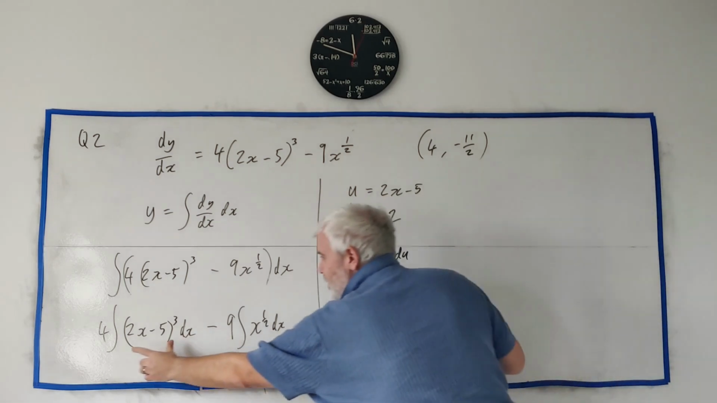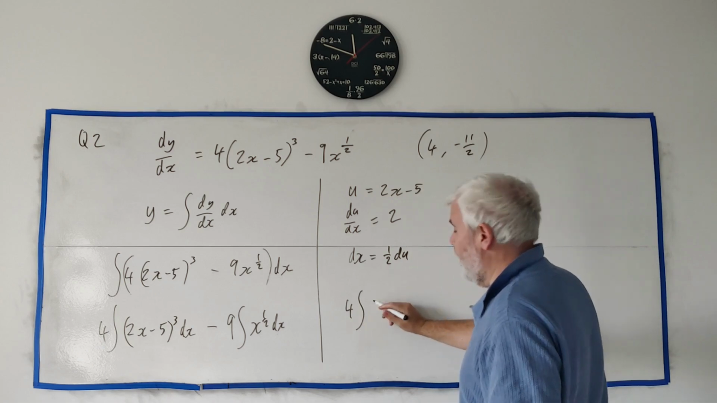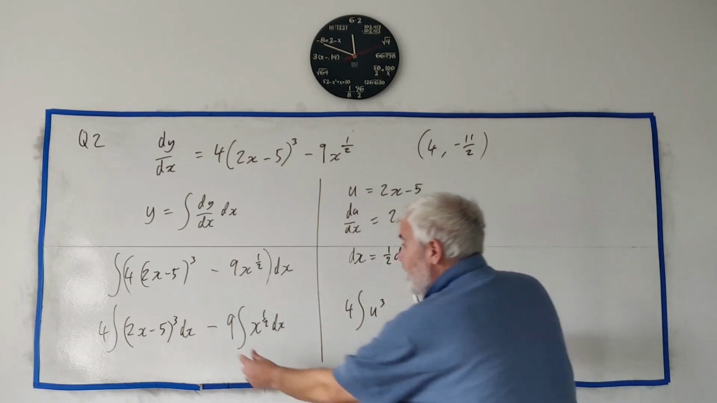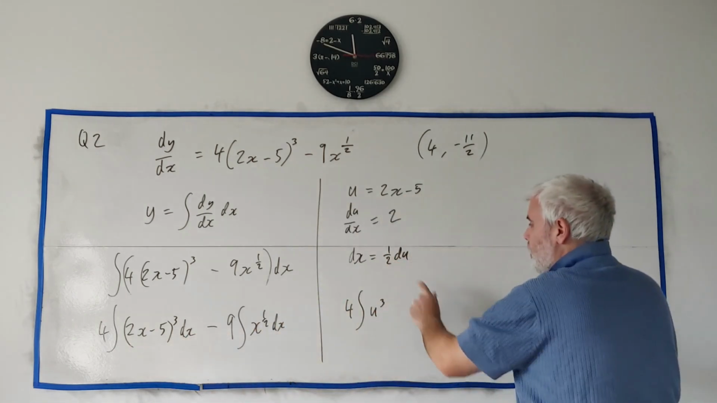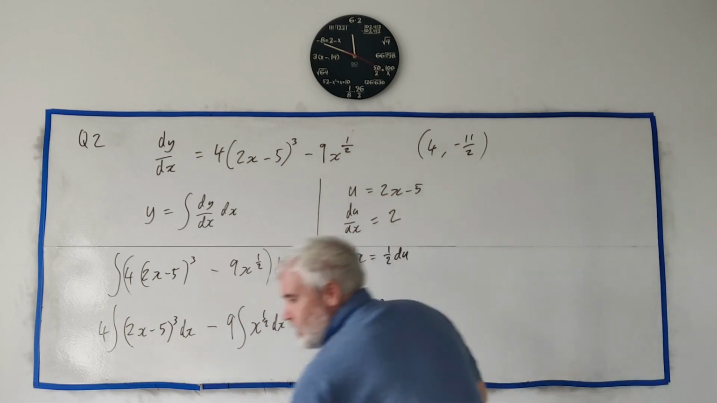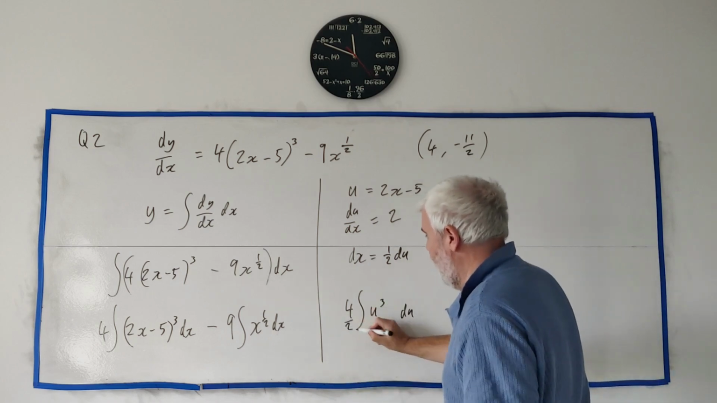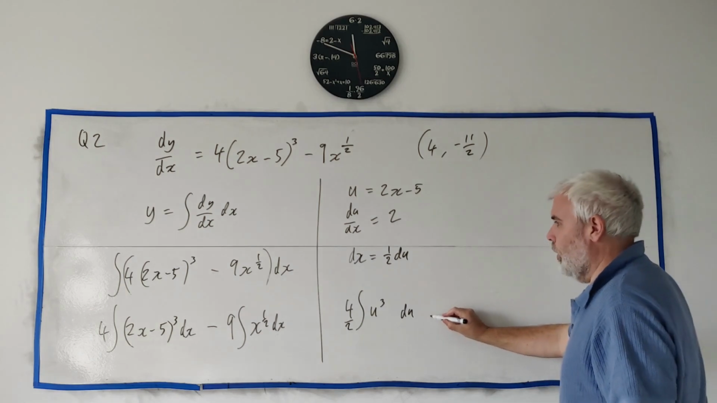That allows me to, instead of writing this, write 4 times the integral of u cubed, and instead of dx, so I've replaced this with u, I'm replacing dx with this 1 over 2 du, and of course the 1 over 2 doesn't have to stay there, it can come out front. Let me continue this whole thing on, do it all in one go.